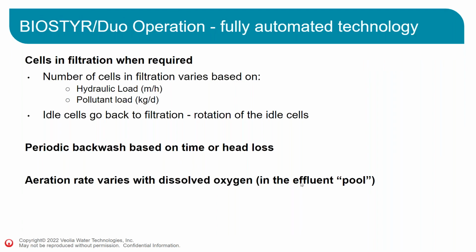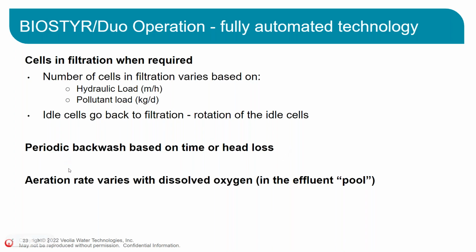Now, one of the things with the Biostyr and Biostyr DUO operation is that it's a fully automated technology. The number of cells in filtration is controlled by the automation. You can decide to control them however you want, but by default, the number of cells in filtration is according to the hydraulic load and the pollutant load. What you need to know is the cell goes idle by itself and goes back to filtration according to the requirements of the cells. The main objective here is to make sure that the biomass stays in the perfect conditions to thrive and is never starved or anything. So this is why there are idle cells, to make sure that the biology of the cell is always optimal in all conditions. Backwashes are based on time or head loss, so it's automatic as well.